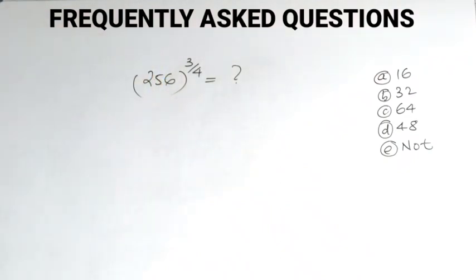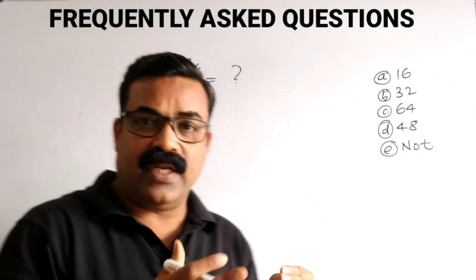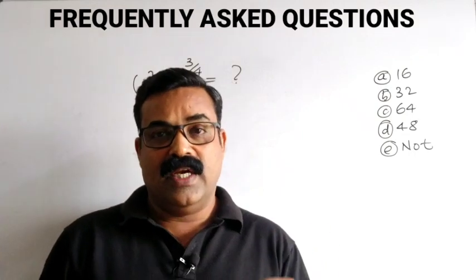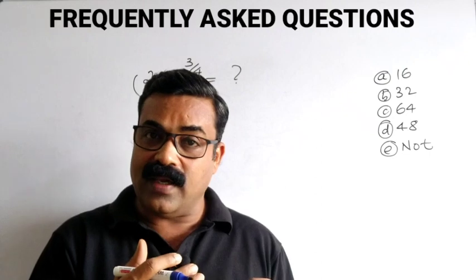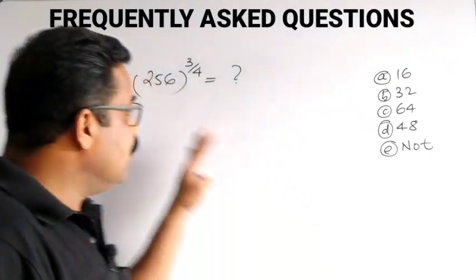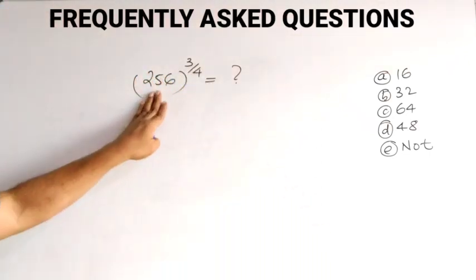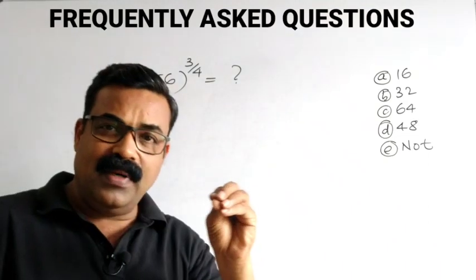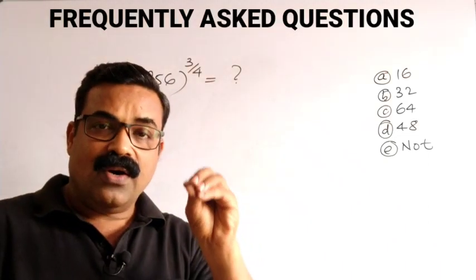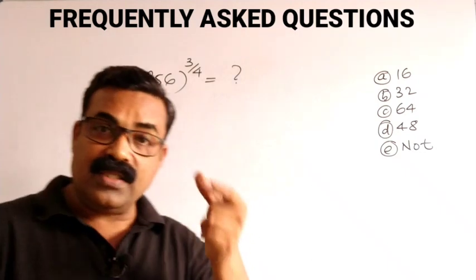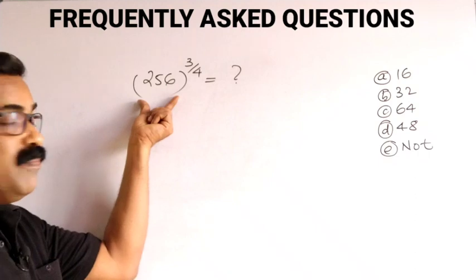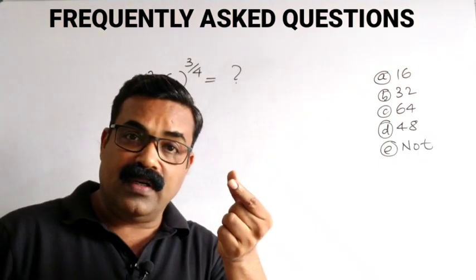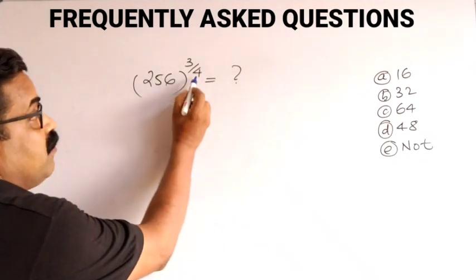256 power 3 by 4, okay, is equal to what? So this is a normal, basic question based on surds and indices. Whatever formula we have already learned, we can apply here and easily find the answer. Here I'll tell you a simple trick. These types of questions are always asked in competitive exams, where the number inside the bracket will have a power equal to this number 4.